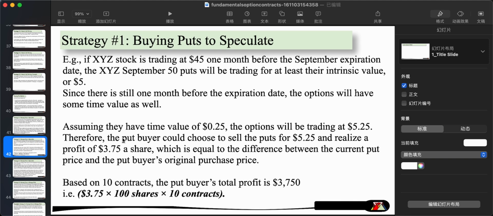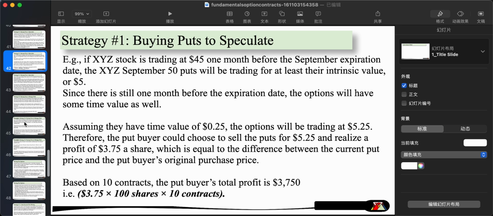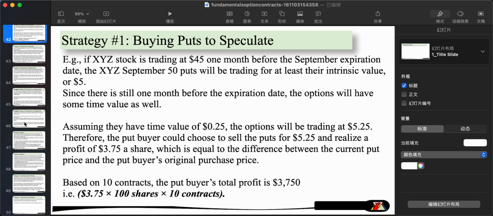For example, if XYZ stock is trading at $45, 1 month before the September expiration date, the XYZ September 50 puts will be trading for at least their intrinsic value of $5. Since there is still 1 month before the expiration date, the option will still have some time value as well. So assuming they have a time value of 0.25, the options will be trading at 5.25.